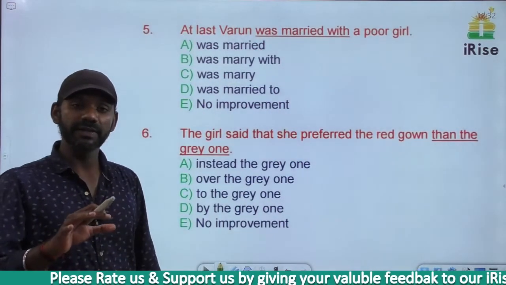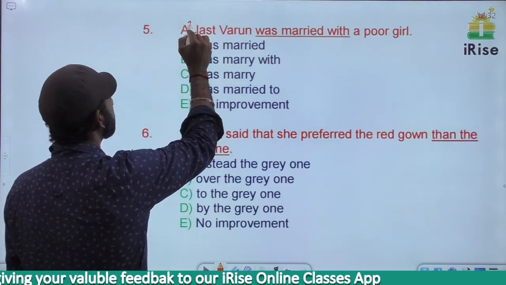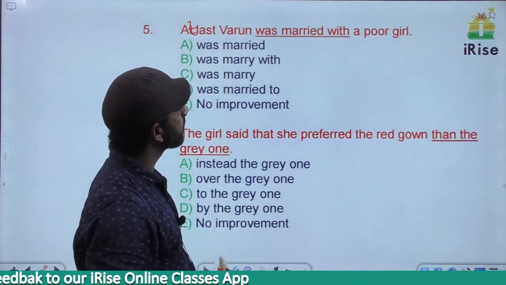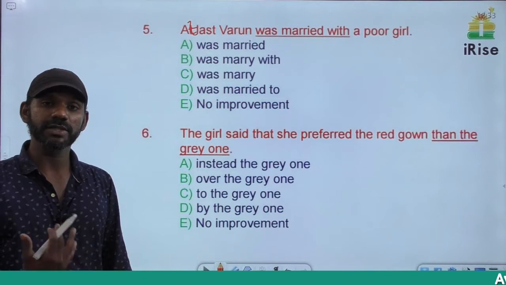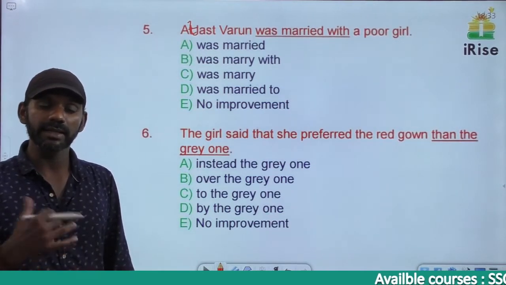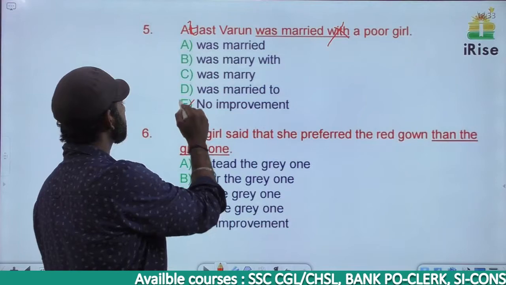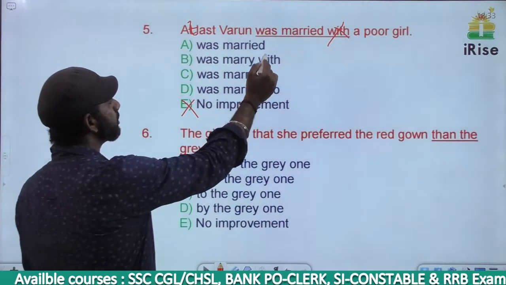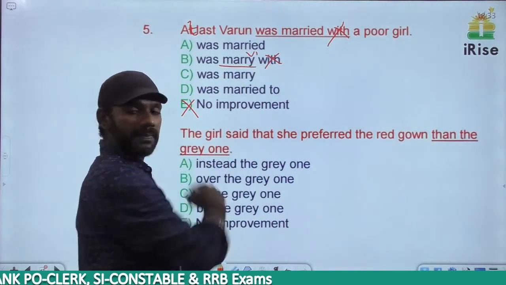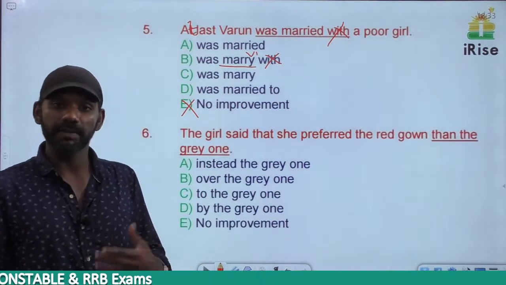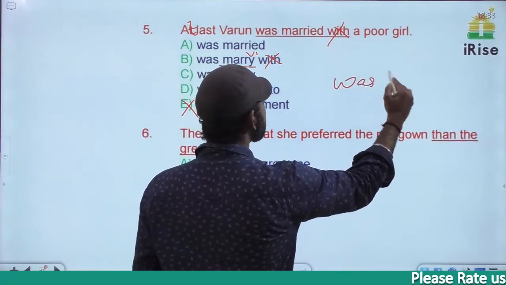Think about all the concepts we have discussed in all the topics. At last, Varun was married with a poor girl. I told you, married and engaged are verbs and they'll be followed by the preposition to. Marriage and engagement are nouns and they'll be followed by the preposition with. So at last Varun was married with a poor girl is a wrong usage. Option E is gone. Based on that, option B is also gone. One more reason to eliminate B. Was marry with. Marry is V1. Marry is V1. Married is V2. Married is V3. It's marry, married, married. There is no structure in English like was plus V1.